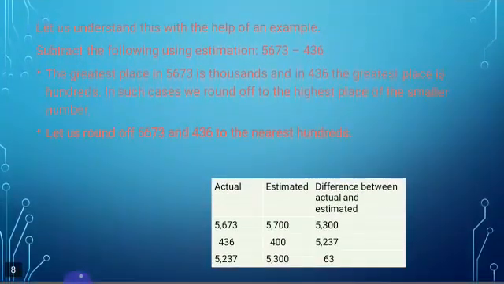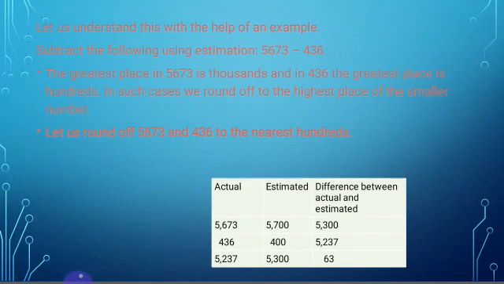Let us understand this with the help of an example. Subtract the following using estimation. 5,673 minus 436. In such cases, here the greatest place in 5,673 is thousands, and in 436 the greatest place is hundreds. In such cases, we round off to the highest place of the smaller number. So here, let us round off both the numbers to the nearest hundreds.